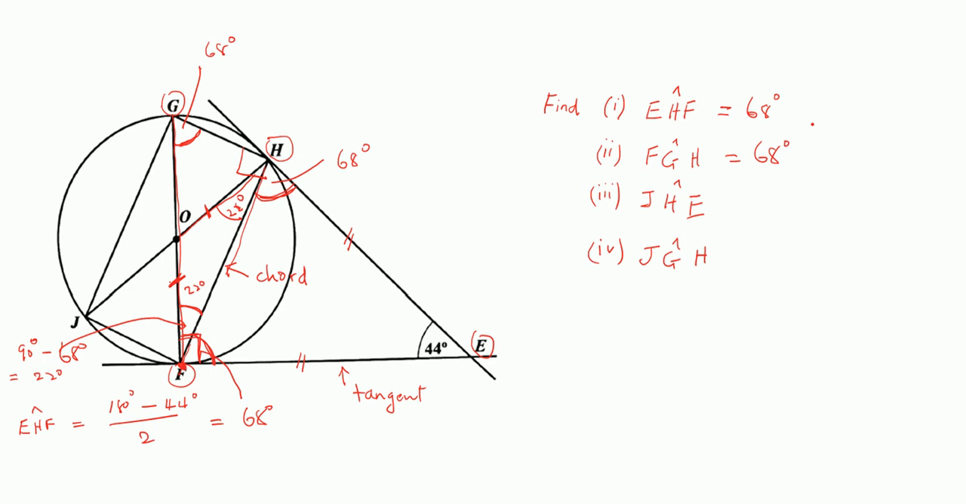So therefore, if this angle is 22 and this is 90, then this angle here will be 90 minus 22, right? Which will give me 68.